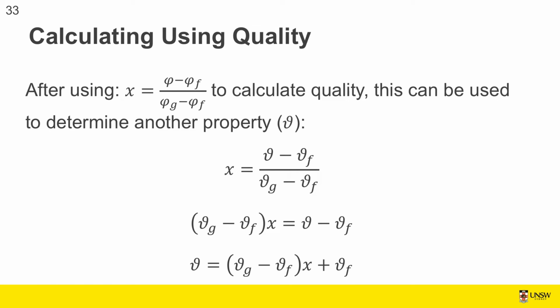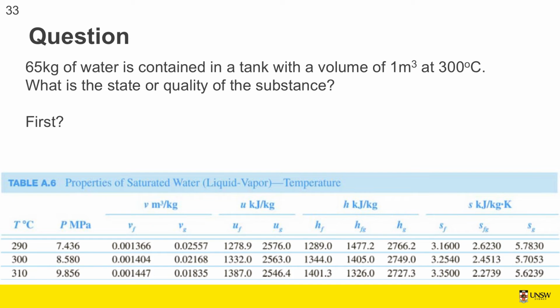So this is what I was saying before. If you use some property, phi, to calculate X, then you can calculate some other property, theta, using X just by rearranging the equation. I'm heavy on concepts. I didn't actually present this equation last session because I just derive it each time I use it. And people said, well, what's the equation? So that's the equation, if that helps. So let's try and answer this question. 65 kilograms of water is contained in a tank with volume at 1 meter cubed. What is the state of the fluid?